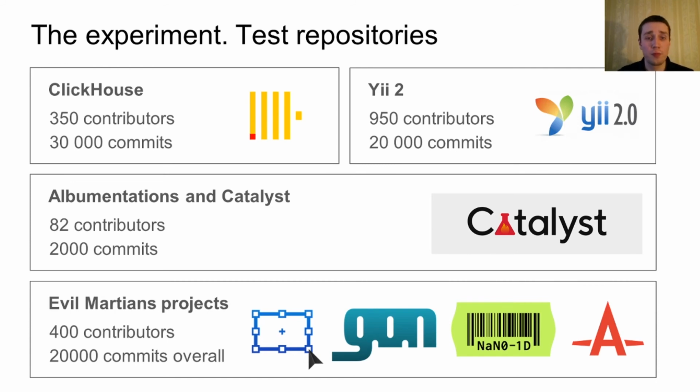Number 3 is a group of repositories, Experimentation and Catalyst. These are machine learning libraries whose popularity is growing day by day. They are not as large as the previous ones, of course, but anyway the dataset contains 50 developers and nearly 2,000 commits. And repository number 4 belongs to the previously mentioned group of Evil Martians developers, whose repositories are frequently used by Ruby and front-end developers. The dataset here contains a community of 400 developers and nearly 20,000 commits overall.